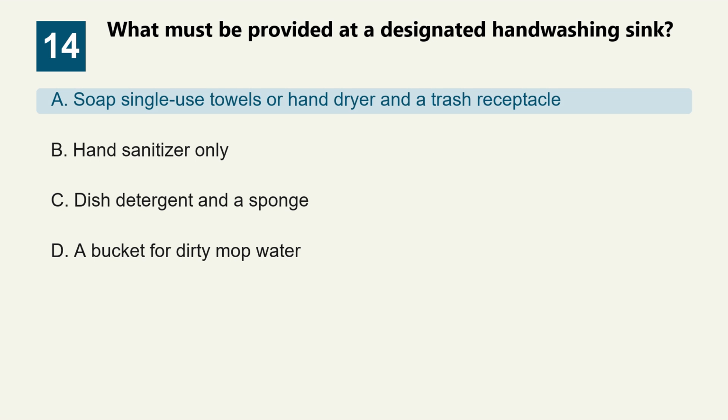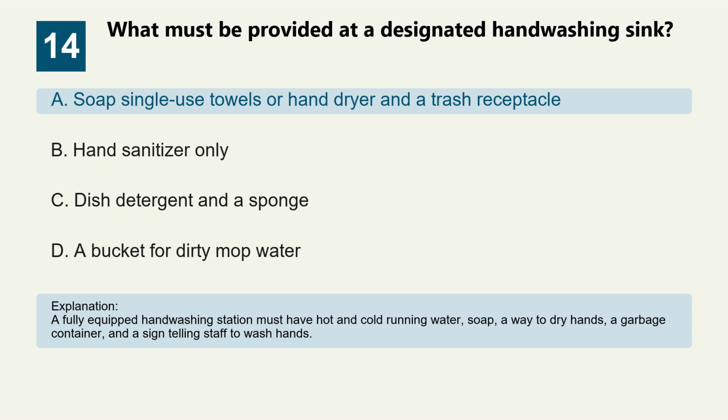Soap, single-use towels or hand dryer and a trash receptacle. A fully equipped hand washing station must have hot and cold running water, soap, a way to dry hands, a garbage container, and a sign telling staff to wash hands.